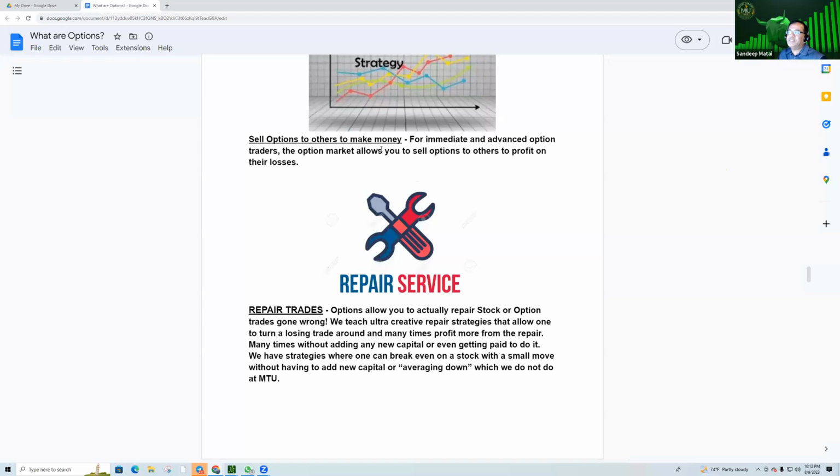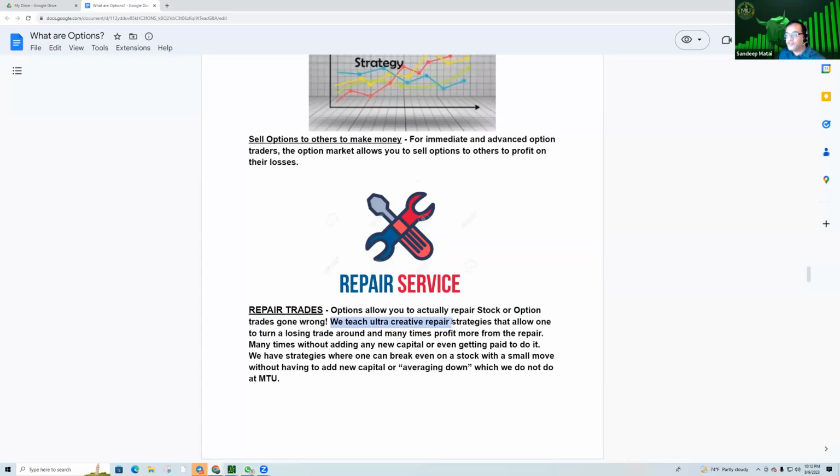Okay, and what else can we do is we sell options, and then we also can repair trades. This is huge at MTU. One thing that no one else really teaches that I know of is how to repair trades gone wrong. So options allow you to repair stock or option trades gone wrong. You might have bought a stock and the garbage is falling apart. No problem. We have great tools to fix the problem.